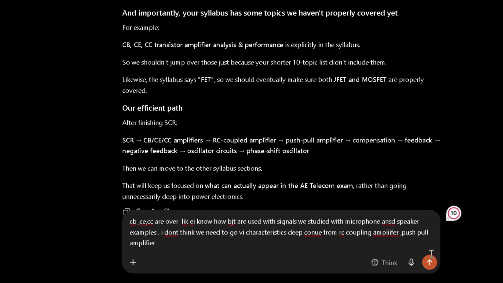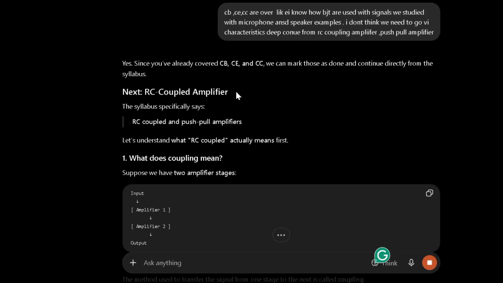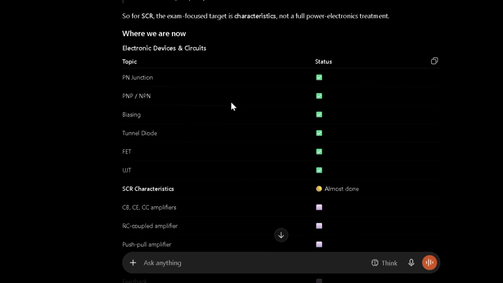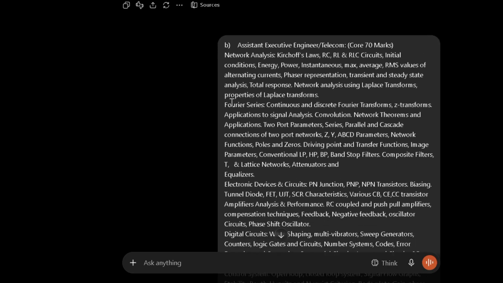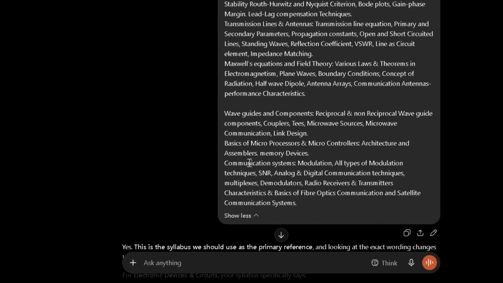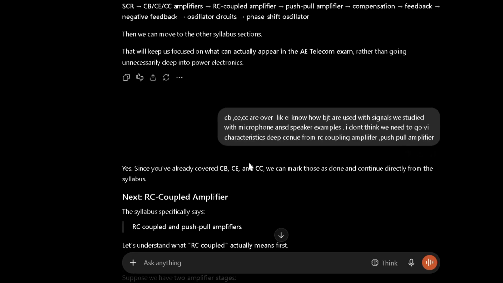As you have already covered CB and CC, you can add those also. RC coupled amplifier: the syllabus specifically says RC coupled and crystal amplifiers. Let's understand what RC coupled actually means first.